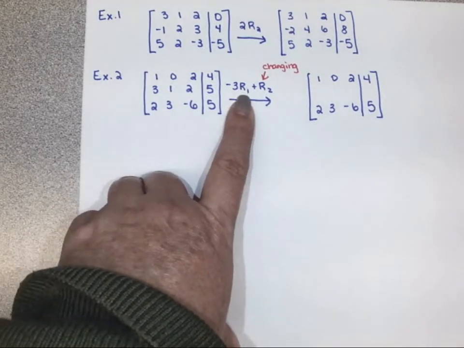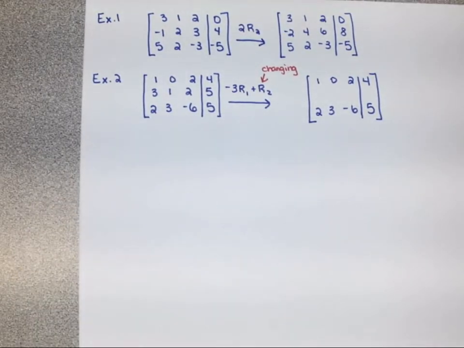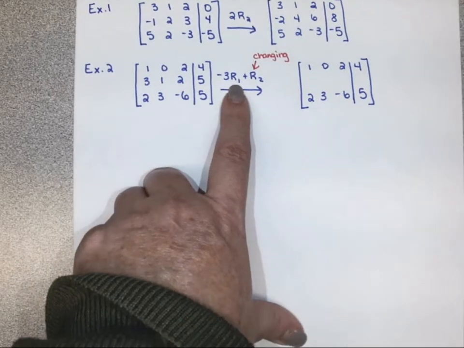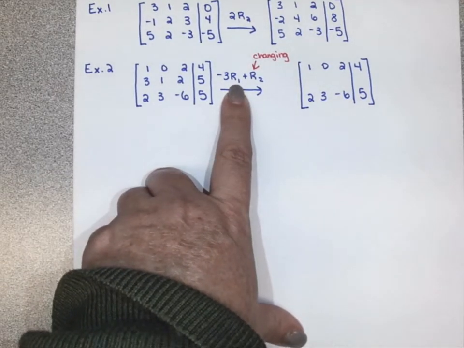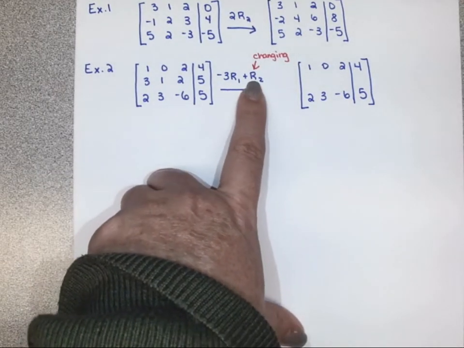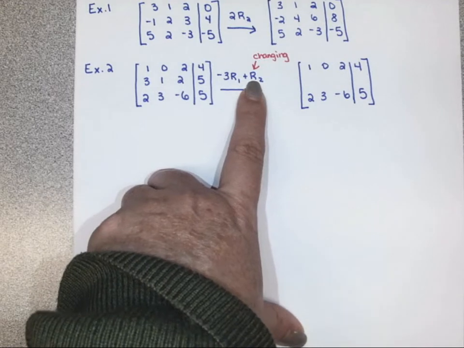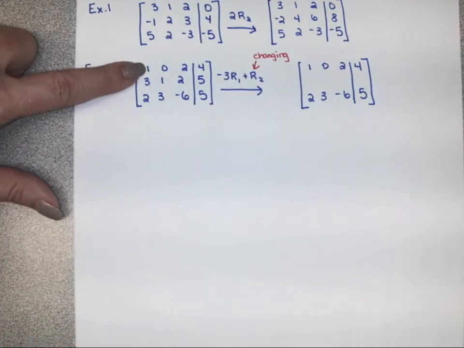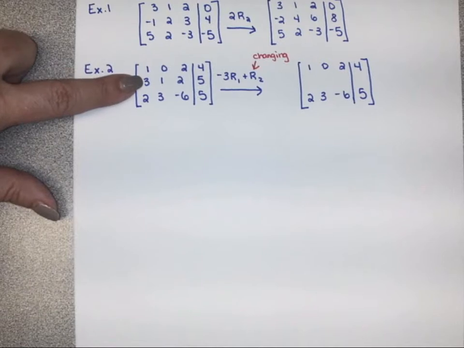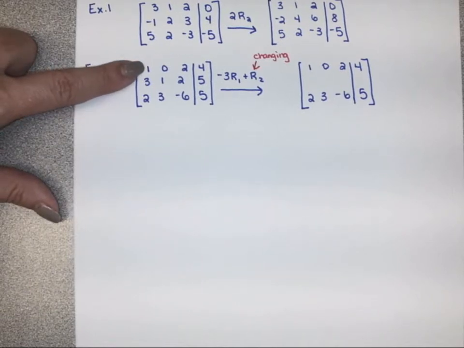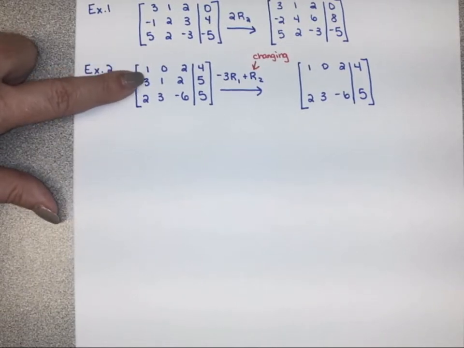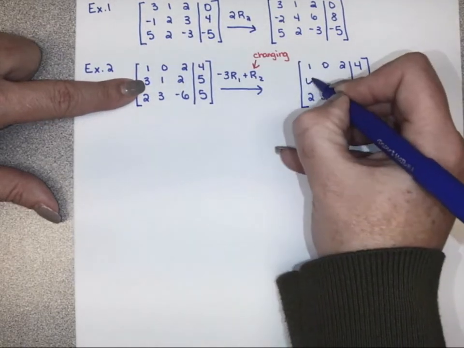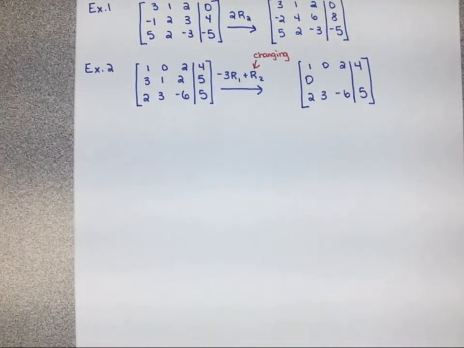So how do you read this? How do you read this change I'm asking you to make? -3 times what? Row 1, and then I want you to add that to row 2, right? So this is what I mean by you have to be able to do basic arithmetic in your head. So we're just going to go slow. What is -3 times 1 plus 3? So it would be -3, right? -3 times 1 is -3, plus 3, so that's what? 0, right? -3 plus 3 is 0.